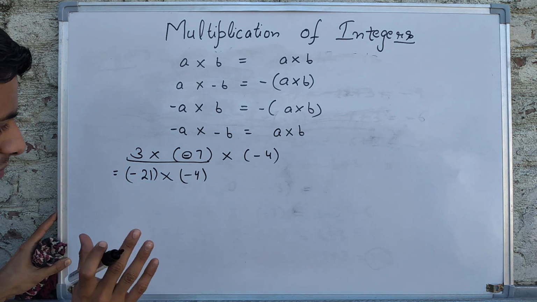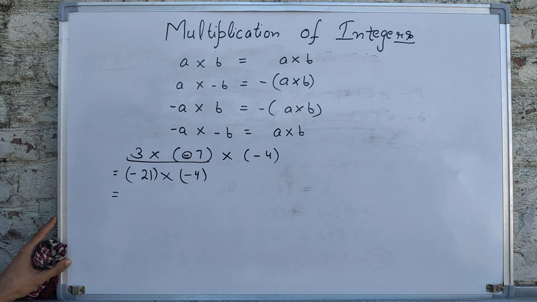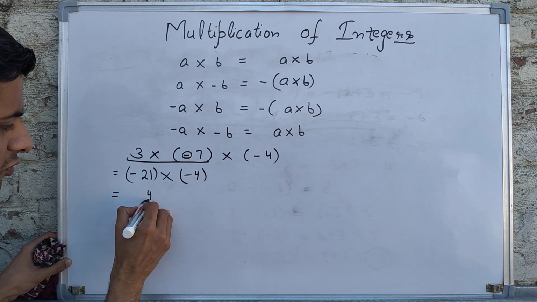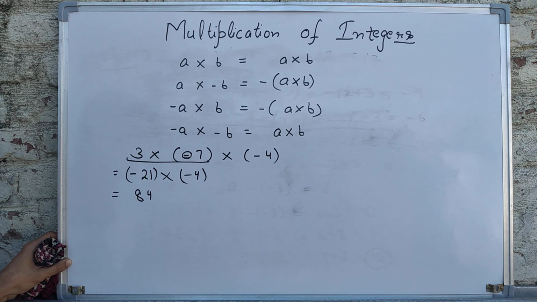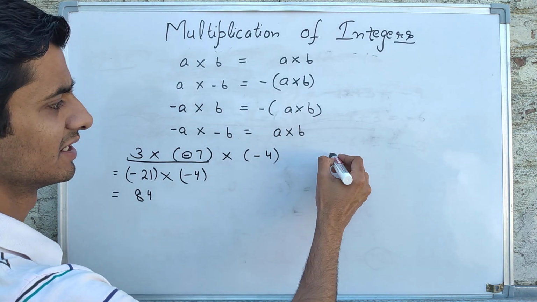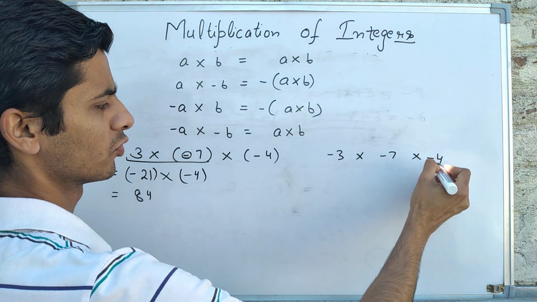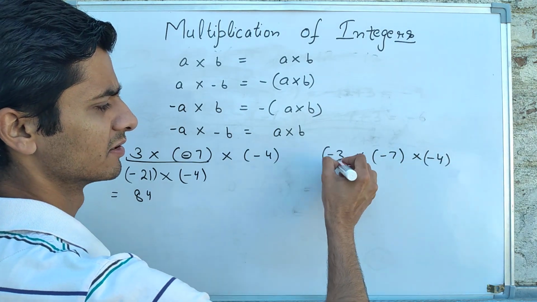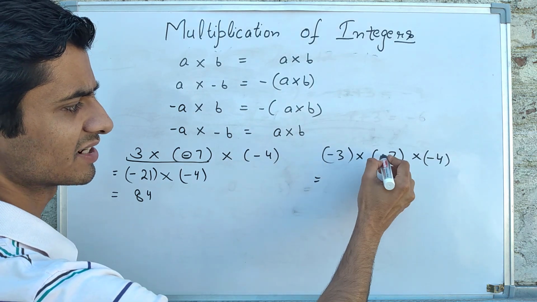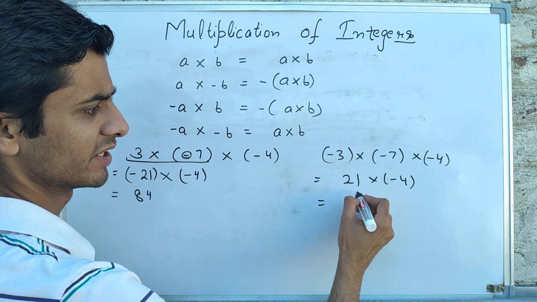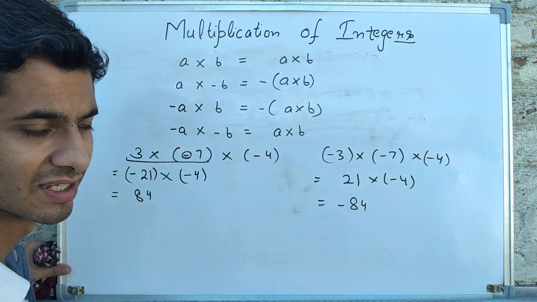Try to write negative numbers in brackets always. So now both the numbers are negative. So just multiplying 21 and 4, 4 ones are 4, 4 twos are 8, and the sign remains positive. So in this way we can get our result. Or if you want to multiply negative 3 into negative 7 into negative 4, what will you get? 3 sevens are 21, the sign remains positive, into negative 4. 21 into 4 is 84, and the sign becomes negative.